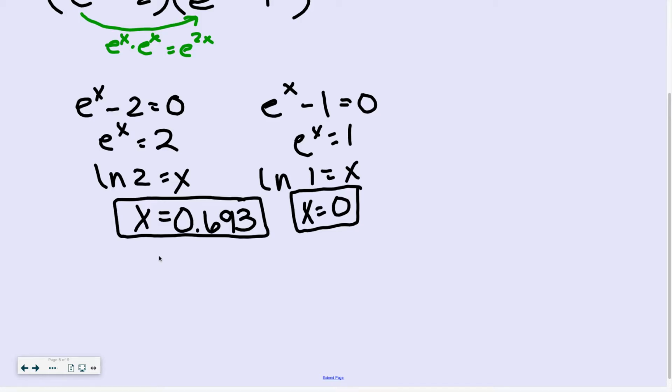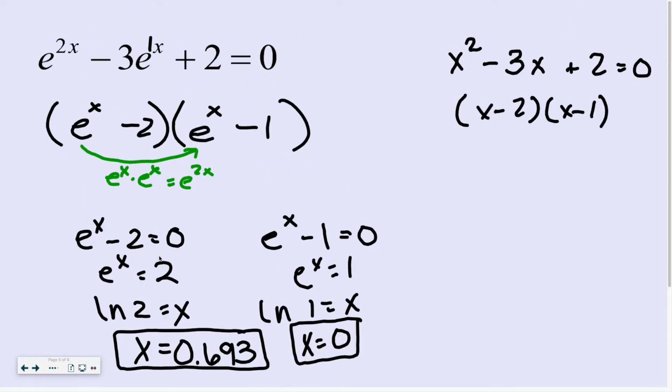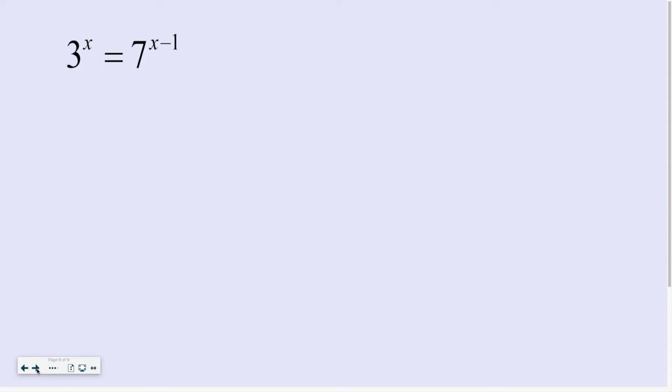Now, this was exponential, so I don't have to worry about any kind of extraneous solutions. Those answers must both work when I plug them in. Okay. Let's do one more exponential one. 3 to the x equals 7 to the x minus 1.